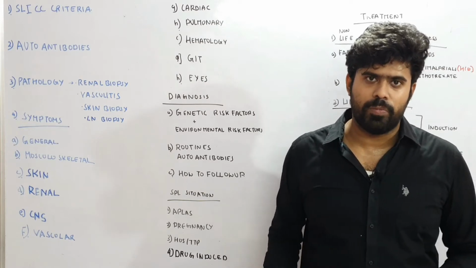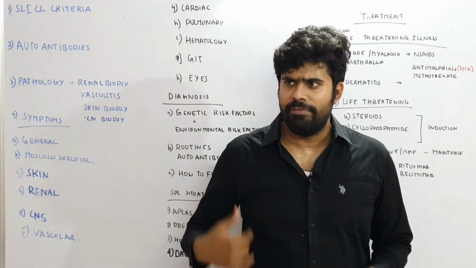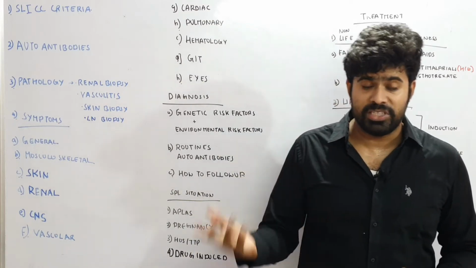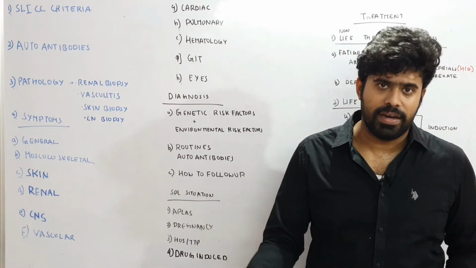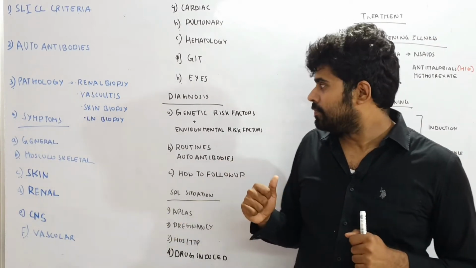If it is the first episode of thrombocytopenia, you can manage with steroids. But if there is recurrent thrombocytopenia with a platelet count less than 40,000, or the patient has evidence of bleeding, then you have to go for other management like rituximab, splenectomy, and high dose steroids should be given.